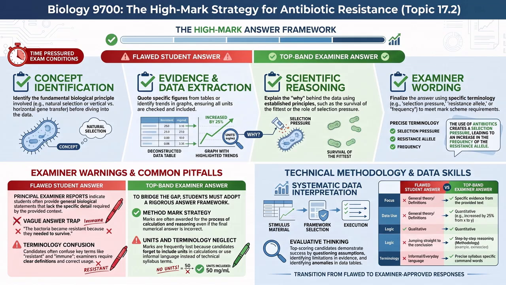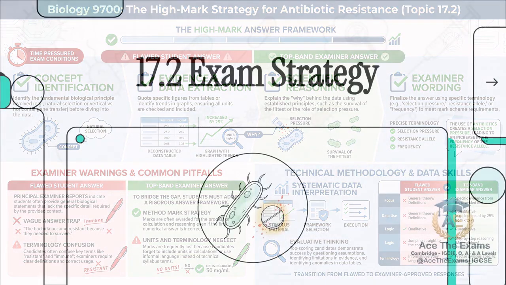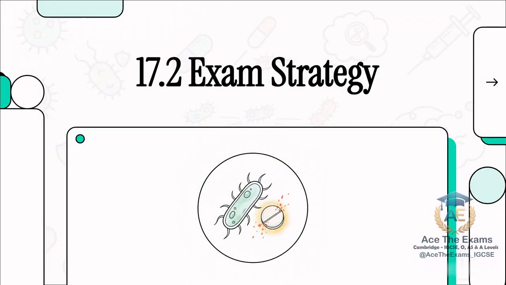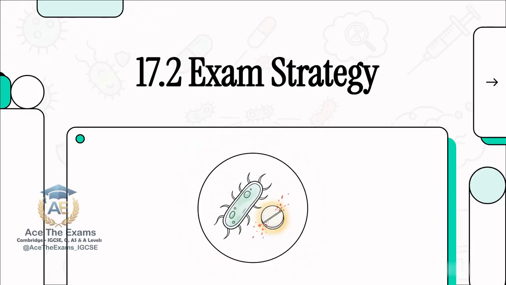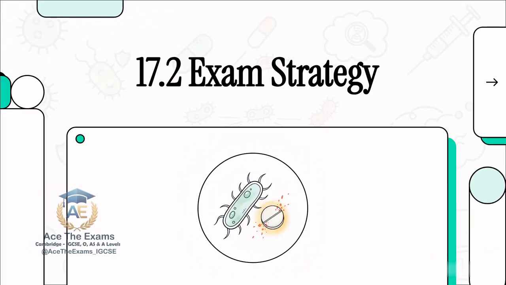All right, let's jump right into this explainer on the 17.2 exam strategy for antibiotic resistance. We're totally bypassing the fluff today. We're going to tackle the exact reason you might be losing those absolutely crucial marks on this highly tested Cambridge biology topic, and more importantly, exactly how to fix it.